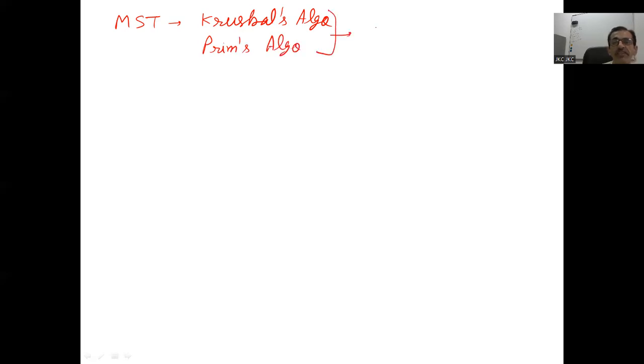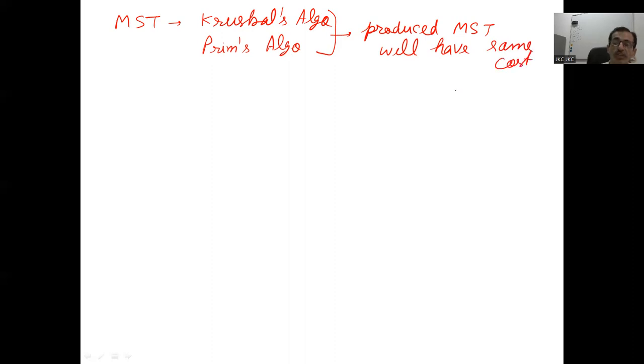So to solve MST, effectively there are two algorithms. One is known as Kruskal's algo, by the name of the scientist who designed it, and the other one is known as Prim's algo, again with the name of the other scientist who has designed it. Of course, both will produce MST. So the produced MST will definitely have the minimum, that means will have the same cost because both are minimum.